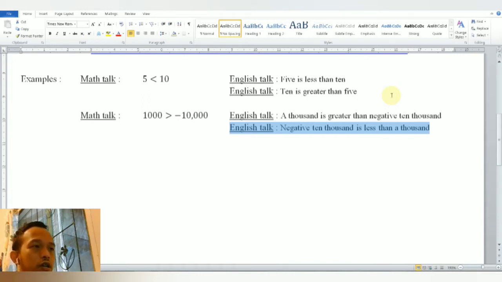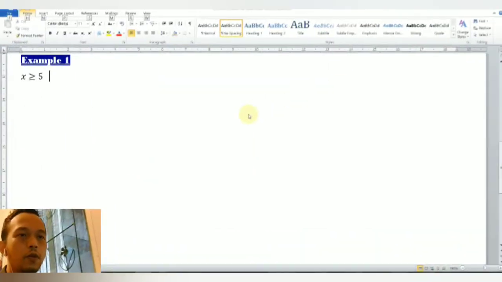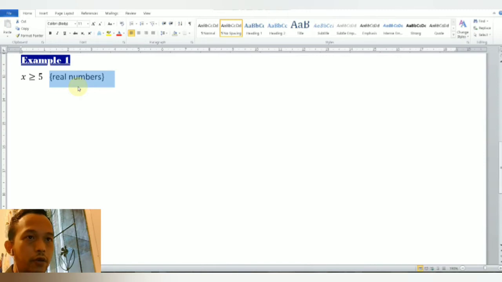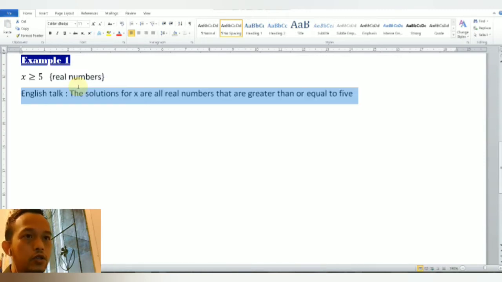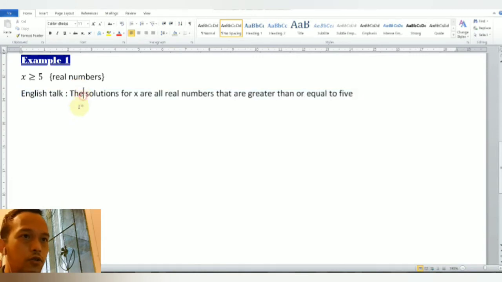So let's go to the application. In this example one, this is the statement of inequality that we have, okay? If it is not stated what the domain is, based on the agreement, we can assume that we are using the real numbers domain, okay? So let's speak about real numbers now for this inequality. How can we say it in English? I want you to notice that the solutions for x are all real numbers that are greater than or equal to 5.